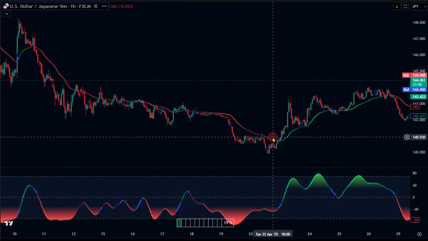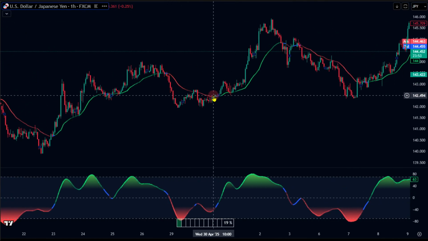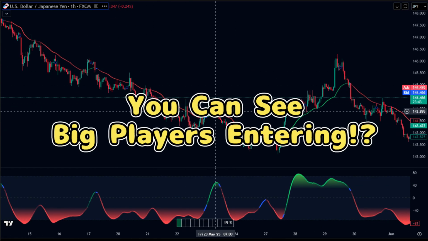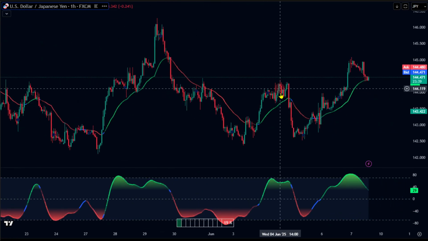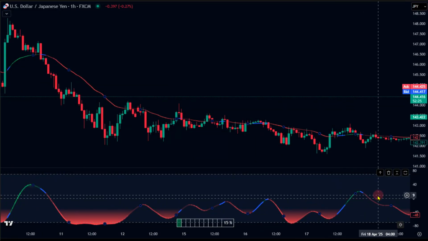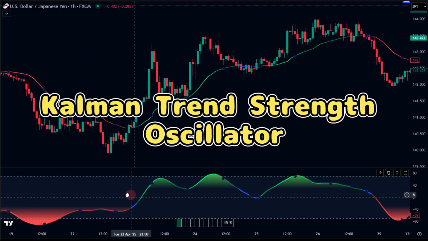This oscillator isn't just a typical indicator. Believe it or not, it can show you exactly where the big players are making their moves. And what's more, it adapts in real time to the movements of the market. Today, I'm introducing the Kalman Trend Strength Oscillator.